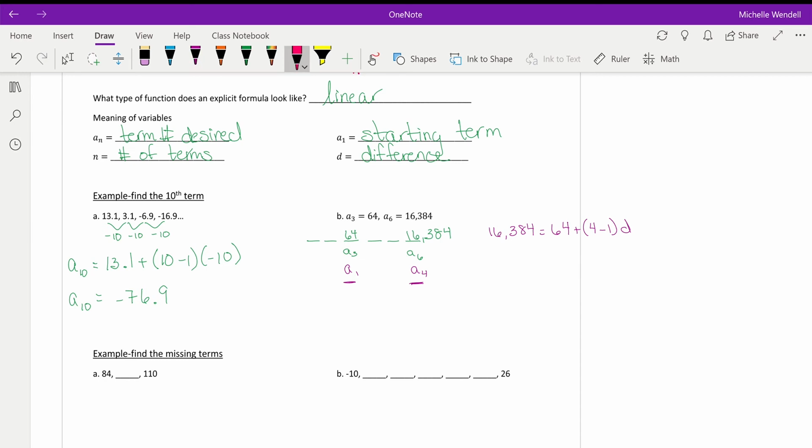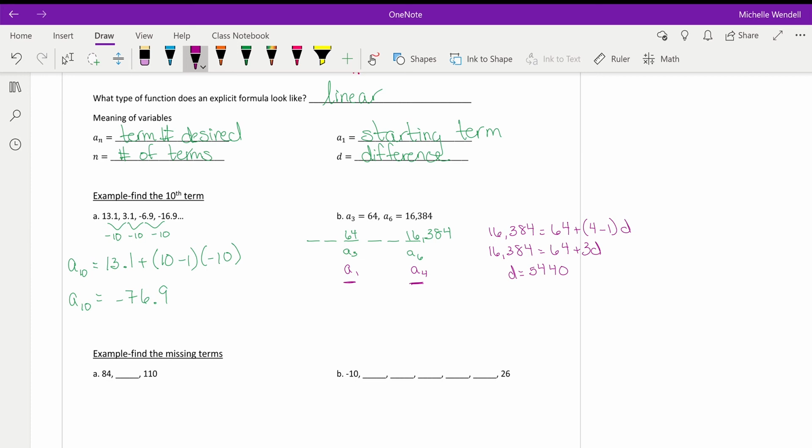So if I distribute this, or simplify this first actually, don't need to distribute, I'll just simplify it. 64 plus 3d. And if you solve that, d ends up being 5,440. So the difference between all these numbers is 5,440. So now I need to figure out, okay, how am I going to get to the 10th term?